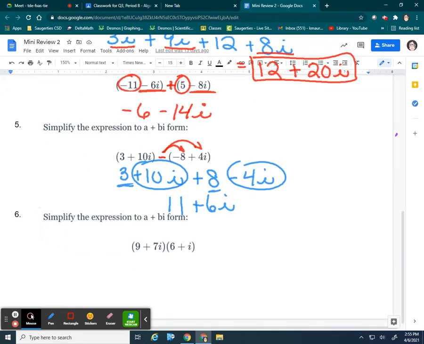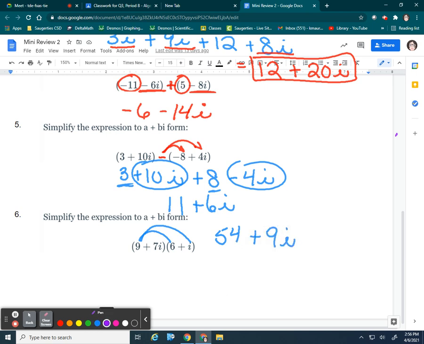Last one. Oh, I need some room for this. Okay, I guess that's all the room again. Now this last one has parentheses with nothing in between, so that means we're multiplying. This is where we have to do double distribution. So the first thing I'm going to do is distribute my 9. 9 times 6 is 54. 9 times i is 9i.